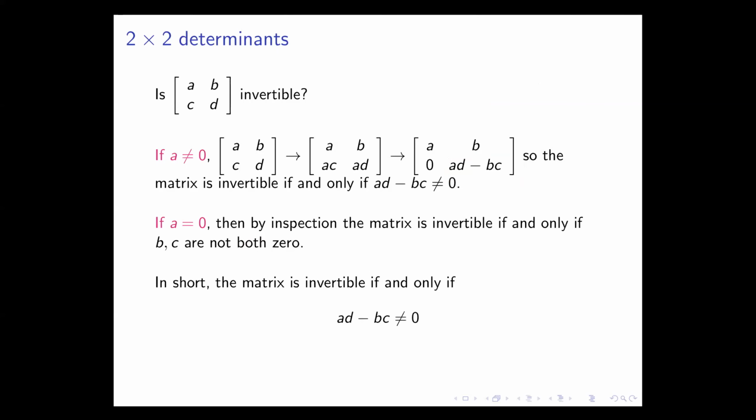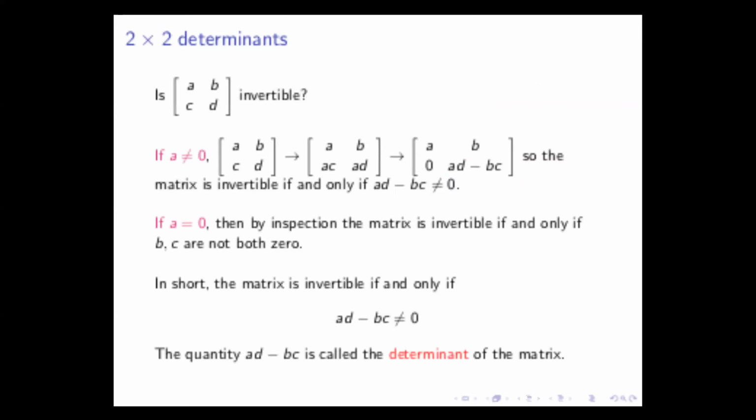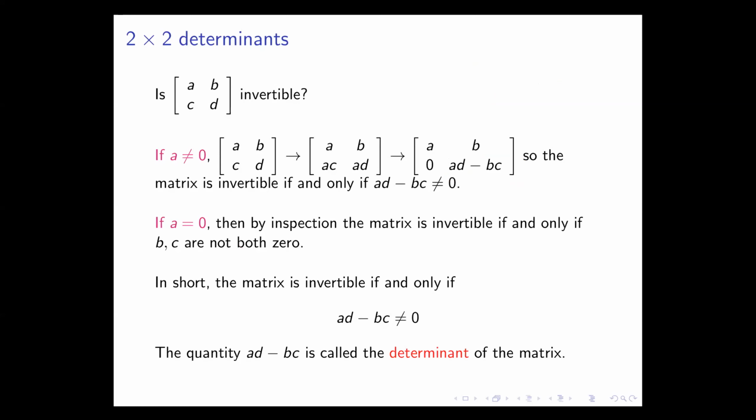Okay. And then in short, the matrix is invertible if and only if this combination AD minus BC is not equal to 0. And we call it the determinant of the matrix. The determinant of the 2 by 2 matrix is the 1,1 element times the 2,2 element minus the 1,2 element times the 2,1 element. So it's AD minus BC. It's denoted as the determinant of this matrix, if you call it A.